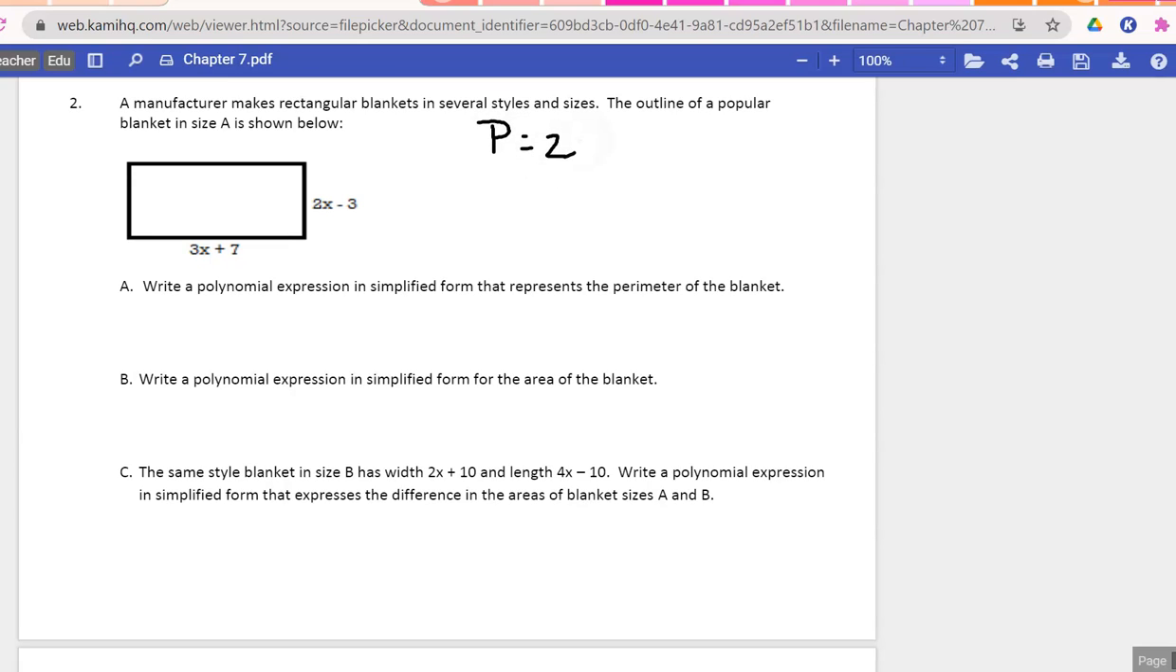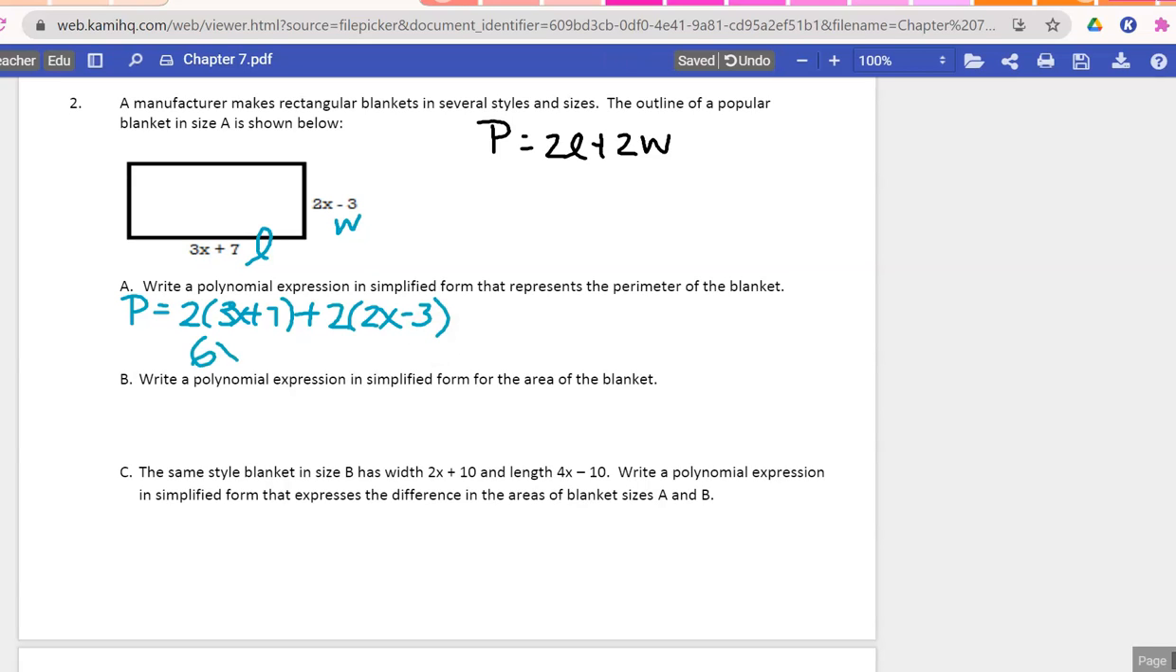is going to be 2L plus 2W. In this case, here's your length, here's your width. Remember, it doesn't matter which one you call which. So when you write your expression here, 2 times 3x plus 7 plus 2 times 2x minus 3.